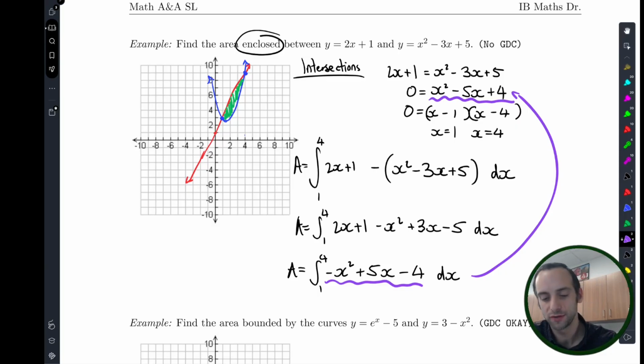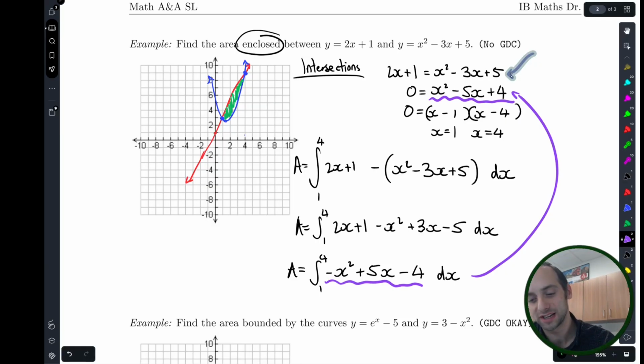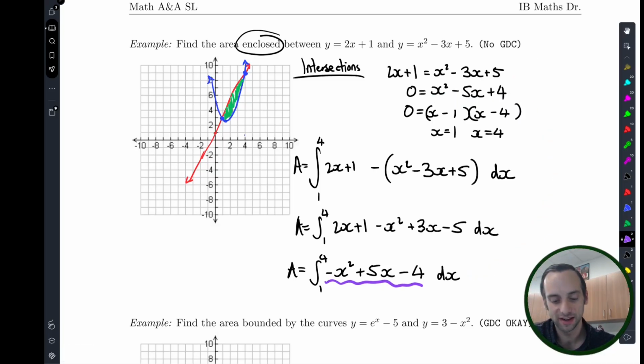Well, we were solving right at the top, setting these equal to each other, and we subtracted the 2x plus 1 over to the right side. All we're doing when we're building the integral is subtracting the x squared over to the other side. So it makes natural sense that these are the negatives of each other.